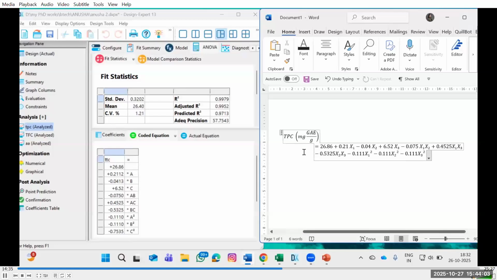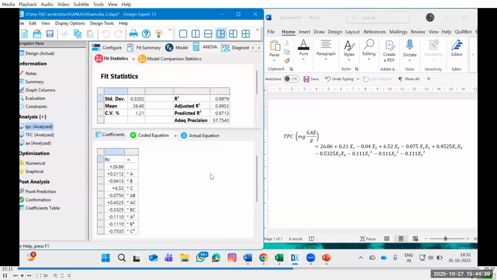Then 0.21 will be placed as the linear term of A. A means x1, which means time. So it's adjacent to this. Similarly, all these coefficients will be placed adjacent to their respective linear, interactive or quadratic variables. Here we can also see that some of the terms are positive and some are negative. I will show you in the bigger figure.